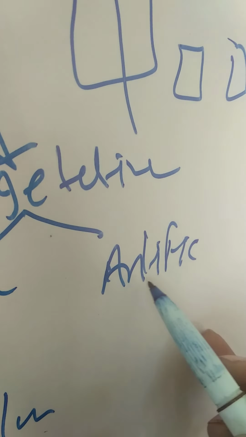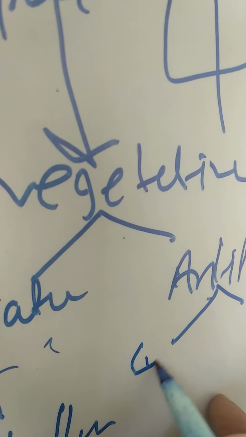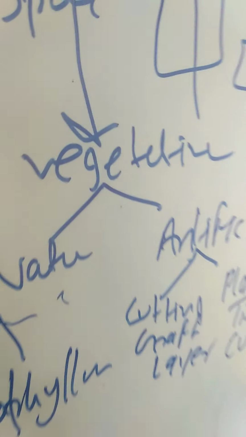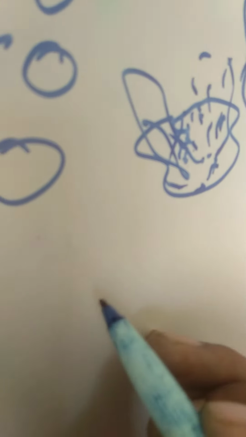Then the artificial vegetative propagation process we can understand by cutting, grafting, layering. And one more, students, plant tissue culture. This is one new technique that you must know about, through which we can get a new offspring plant by an asexual method. And lastly I am telling you one word, clone.